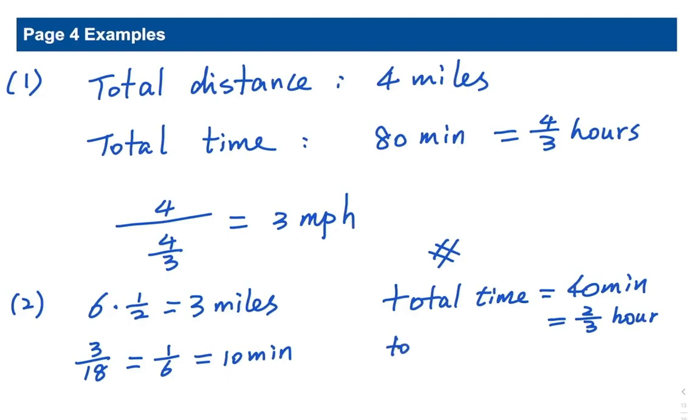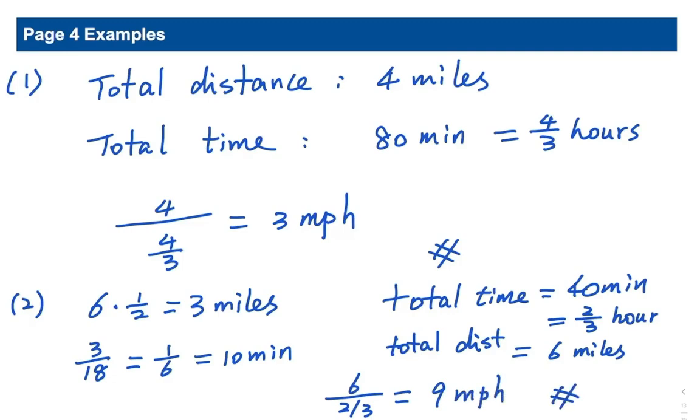And the total distance is 3 times 2, 6 miles. So what is the average speed? The average speed is going to be 6 divided by 2/3, which is 9 miles per hour. You may notice that 9 is not the same as the average of 6 and 18, but this is how it works.